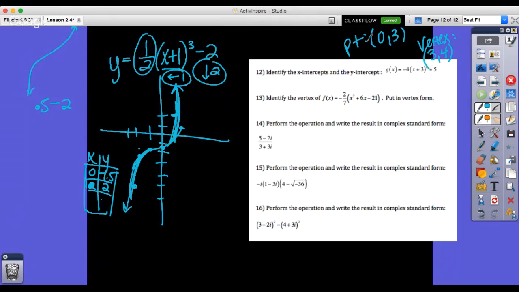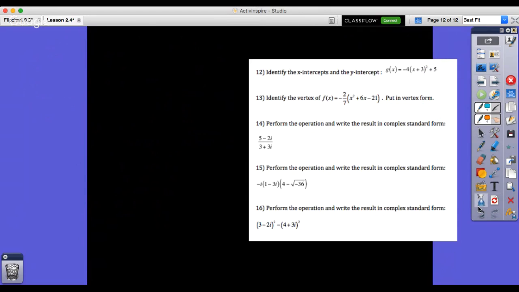You know how to go from vertex form to standard form? If I said change that to standard form, we would take x plus 3 and square it, to get x squared plus 6x plus 9. I know I'm going quick. Just distribute it out. Distribute negative 4 in, so you get negative 4x squared minus 24x minus 36, and then I add 5 to make this negative 31.